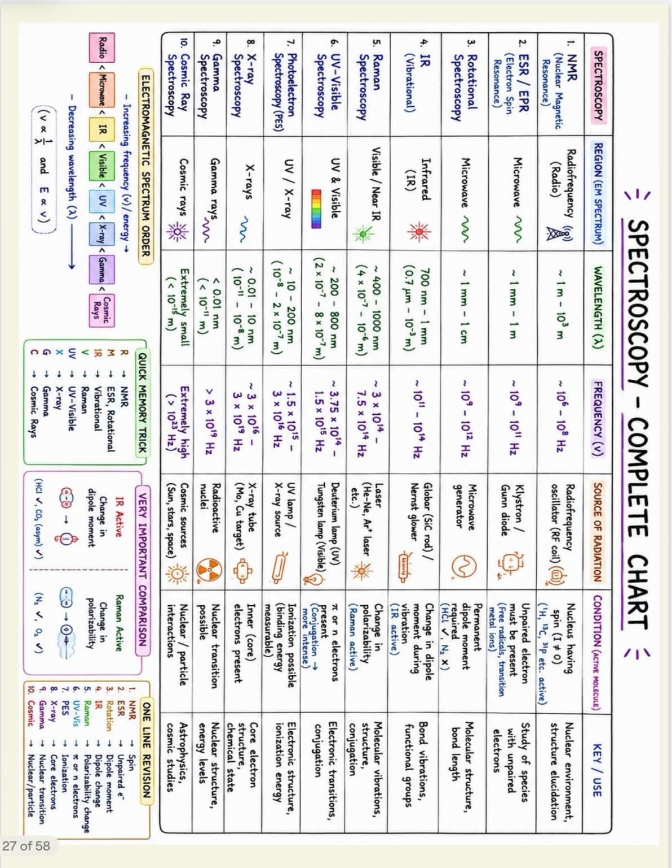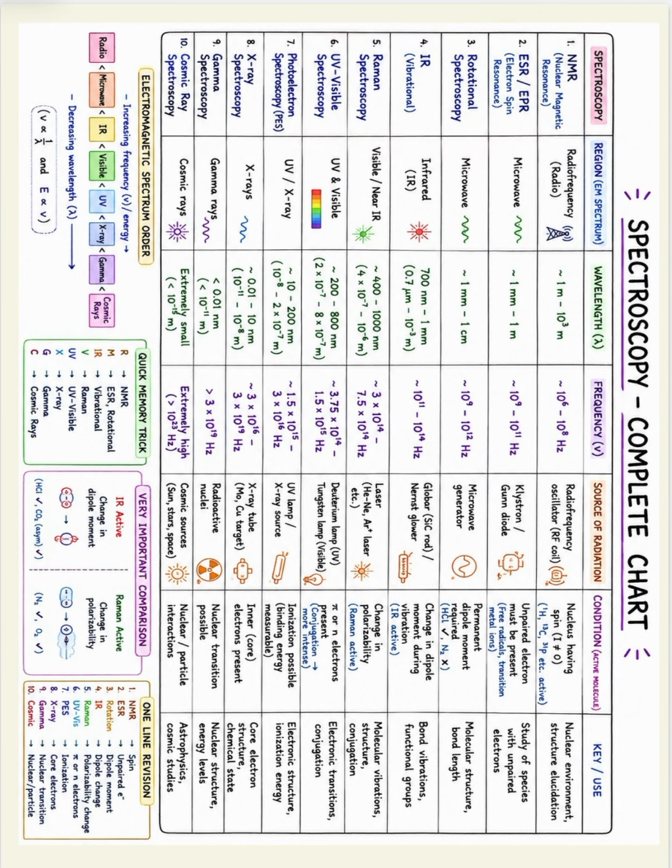Now let's try to understand which spectroscopies are available for structure elucidation, and which of them are in your syllabus. I am talking particularly about the RPSC first year examination. There is NMR available, ESR they have added, rotational IR spectroscopy they have already given, Raman spectroscopy they have added, and UV spectroscopy is mentioned in your syllabus. So you need to understand the basic idea about all six spectroscopies.